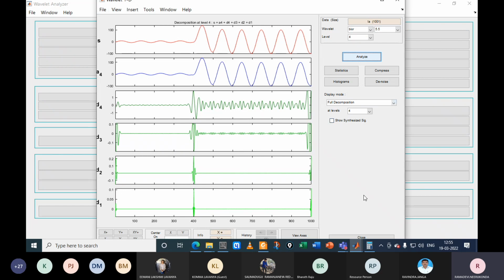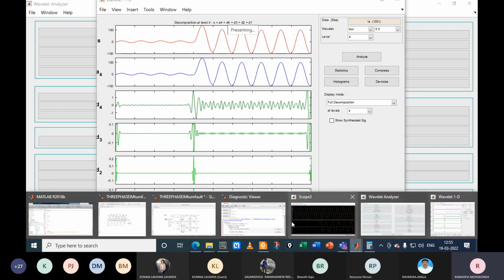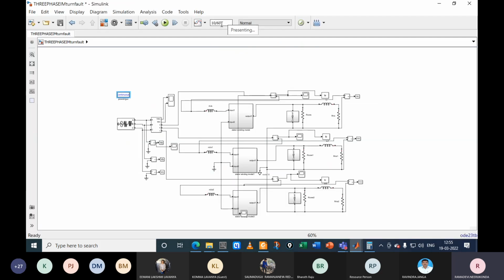The sampling frequency: the frequency of the system we consider as 60 Hz. Because of that, the simulation time we give as 10 divided by 60. So 10 cycles we simulated for the 60 Hz supply signal.